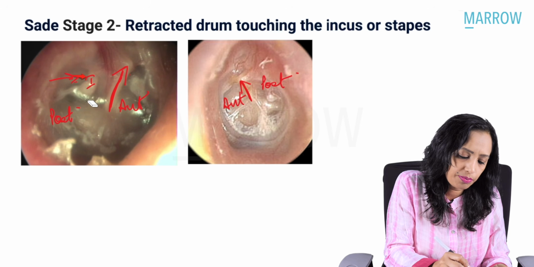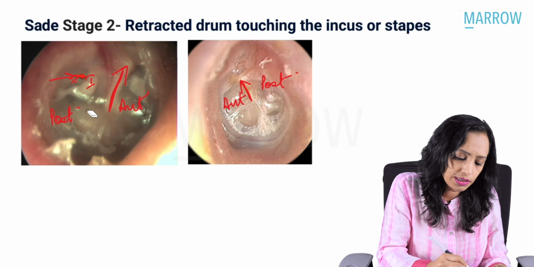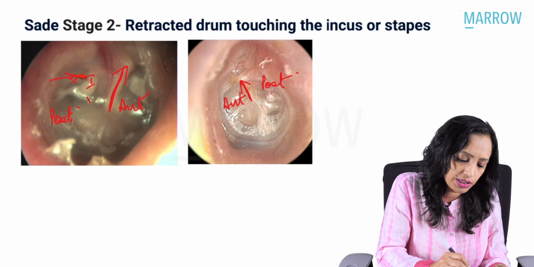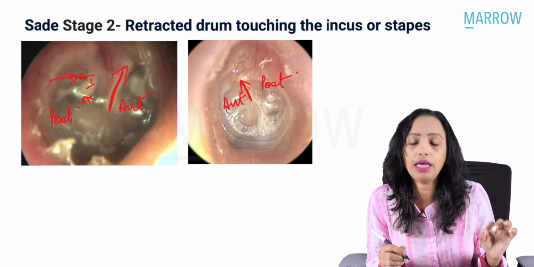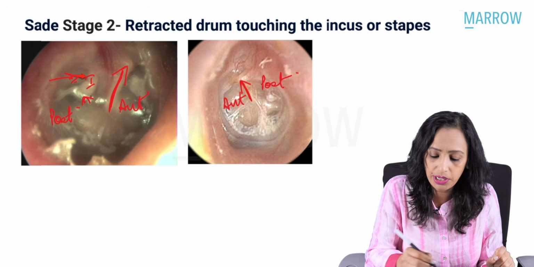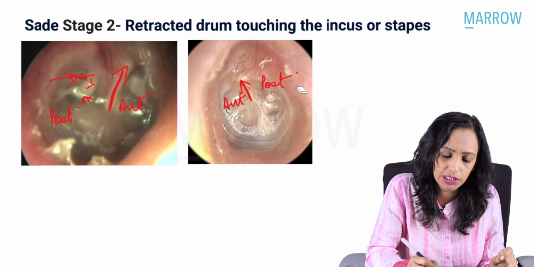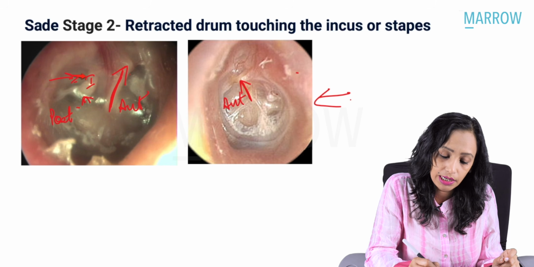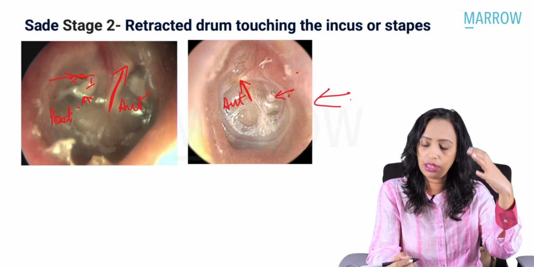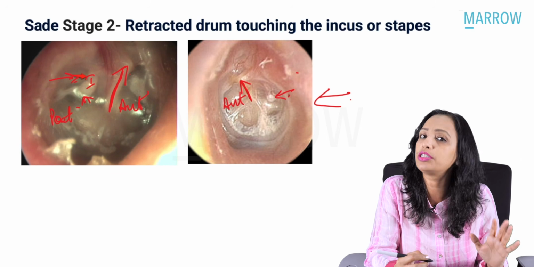Yes, this part. Now let me rub it. Yes, this part is the stapes. This is the stapes head. Right, so it is touching the incus as well as the stapes. Here what we are seeing is that the incus is missing in the second picture. In this picture, the incus is missing and we can see it is touching the stapes head. So both of these are stage 2.